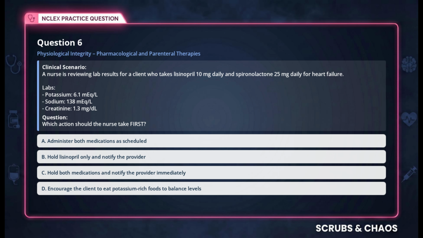A nurse reviews labs for a client on lisinopril 10 milligrams daily and spironolactone 25 milligrams daily for heart failure. Potassium is 6.1 milliequivalents per liter. Sodium 138, creatinine 1.3. Which action should the nurse take first? A. Administer both medications as scheduled. B. Hold lisinopril only and notify the provider. C. Hold both medications and notify the provider immediately. D. Encourage the client to eat potassium-rich foods to balance levels.